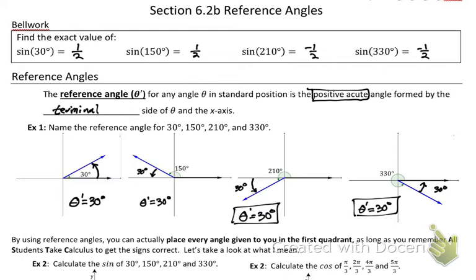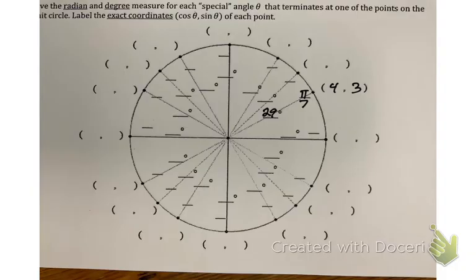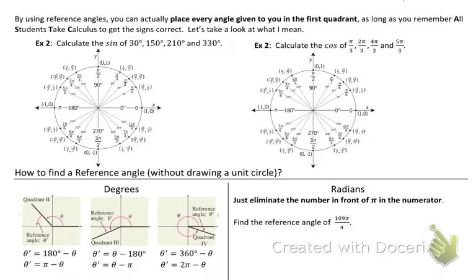Your job is just to understand when it's positive or negative in quadrant 3 and quadrant 4. That's the power of reference angles, that you just need to know quadrant 1, and you know everything else. So if I asked you to calculate the sine of 30, 150, 210, and 330, all you'd have to know is the sine of 30 degrees.